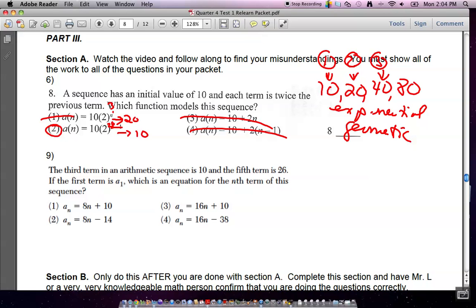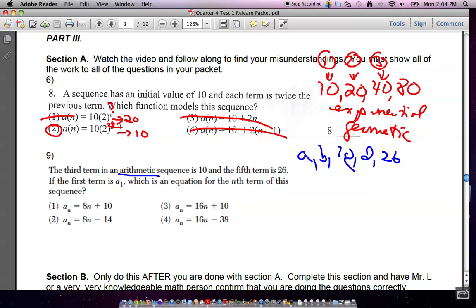Number 3, the third term in an arithmetic sequence is 10. The fifth term is 26. So I've got this term A, term B, and then I have a third term is 10. Then the fourth term, I don't know what that is, that's D. The fifth term is 26. One of the key phrases here is that it's an arithmetic sequence. Arithmetic means you add the same thing each time.